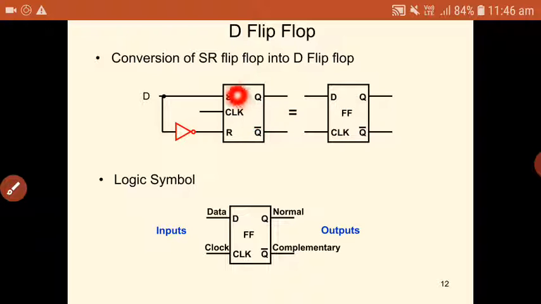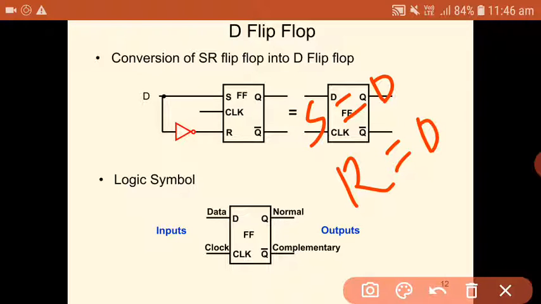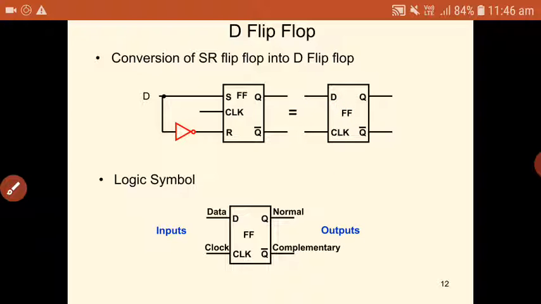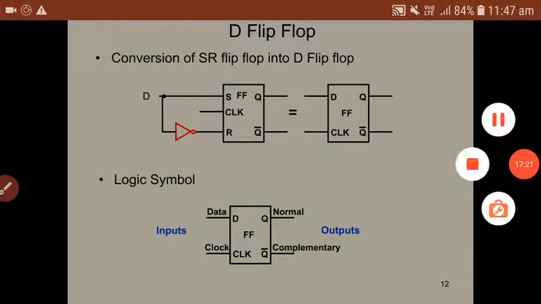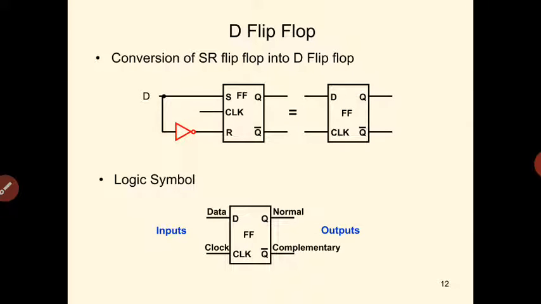Now I am considering the implementation of the D flip flop with the help of the SR flip flop. By connecting S equal to D and R equal to D bar, you can implement the D flip flop. So this is the conversion condition for converting an SR flip flop into a D flip flop. This is the circuit diagram of the D flip flop using the SR flip flop, this is the block diagram, and this is the logic symbol of the D flip flop. Next we will see the truth table.